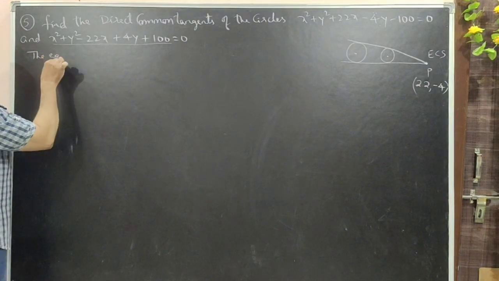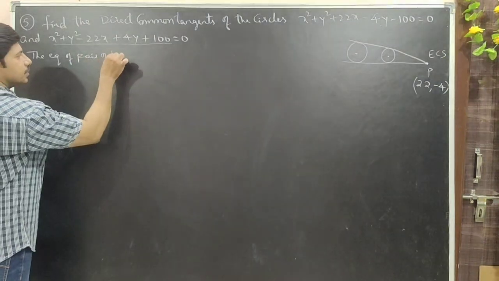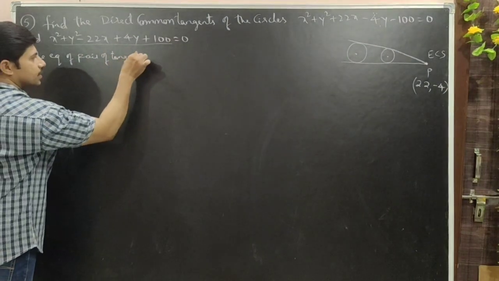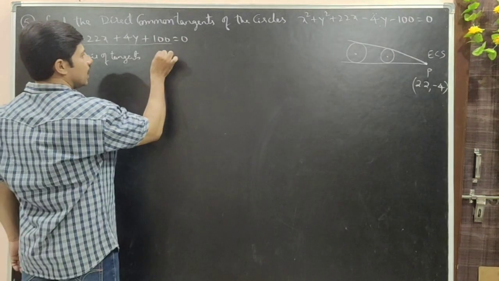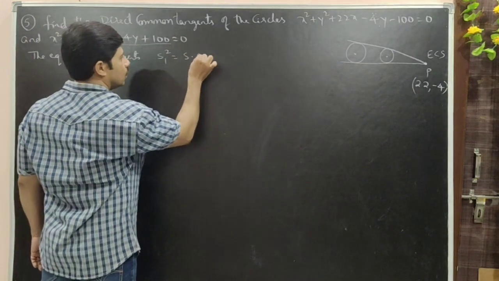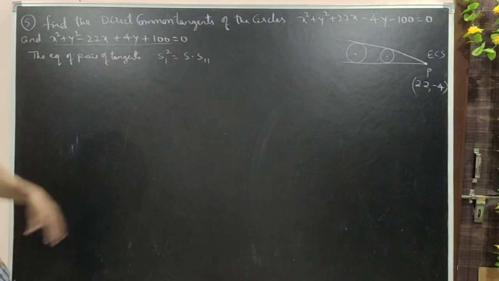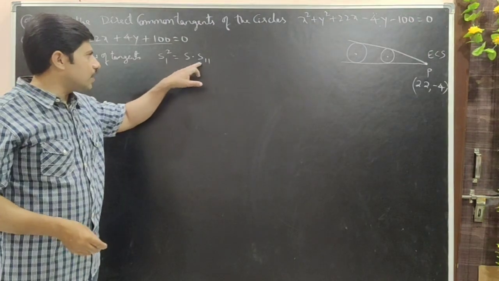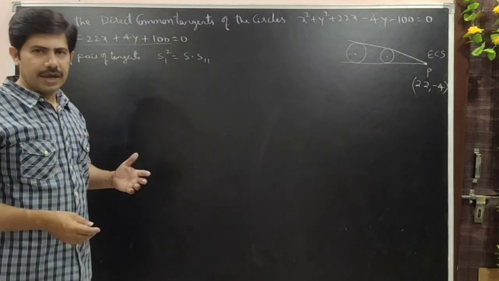The equation of pair of tangents, we did this in the last exercise 1D. The equation of pair of tangents to the circle S equal to 0 is S1 square is equal to S into S11. So what is the equation of pair of tangents? It is S1 square is equal to S into S11. So using this, we'll find out the direct common tangents.